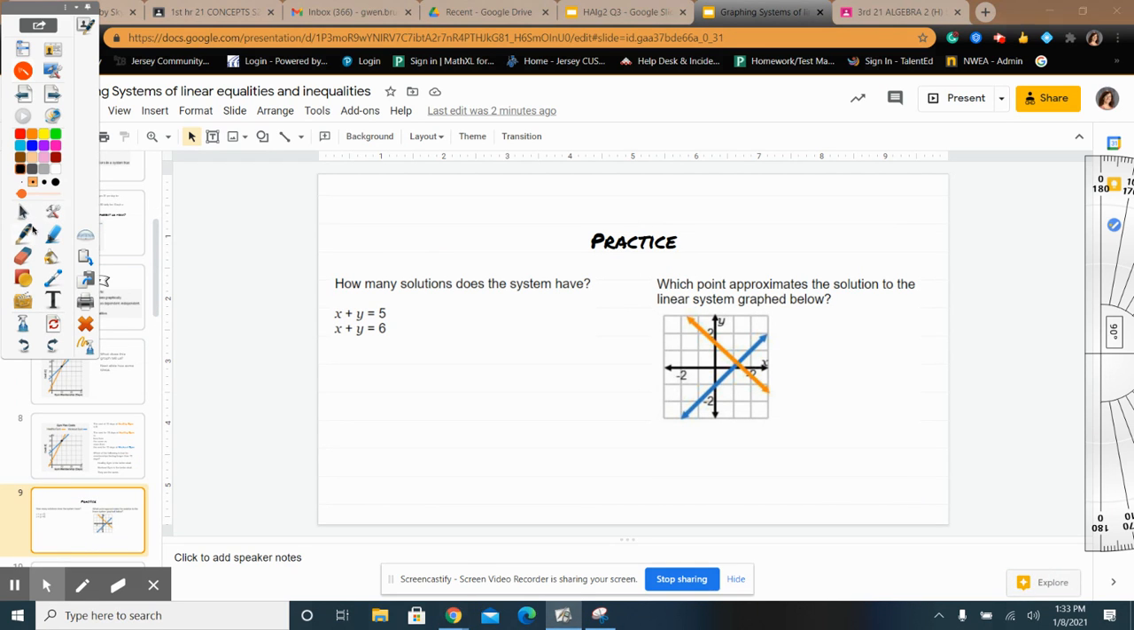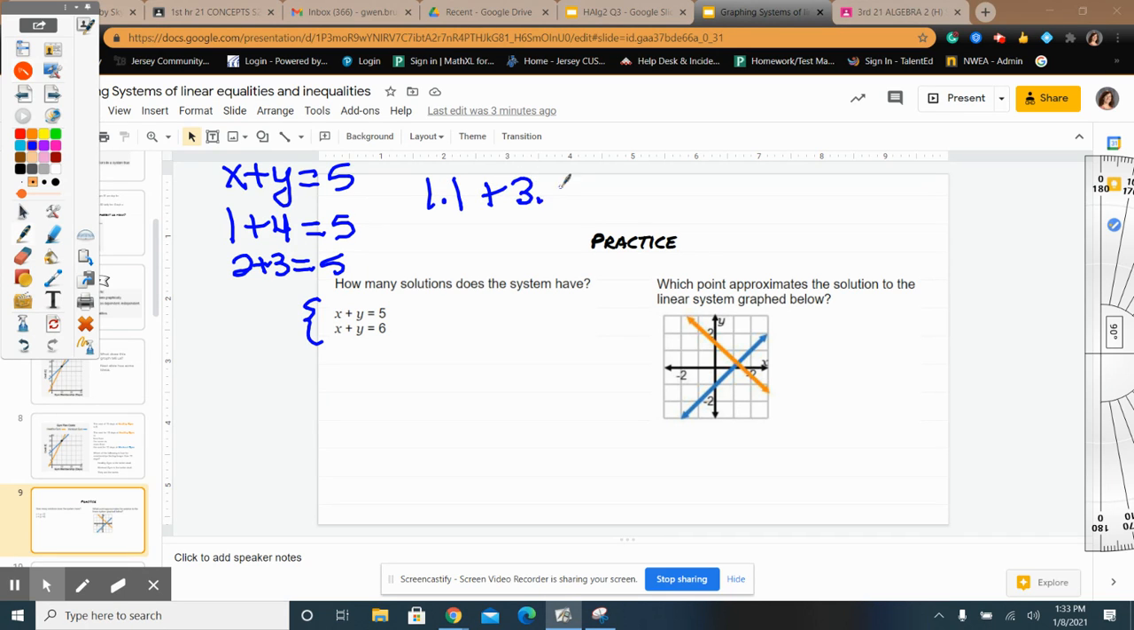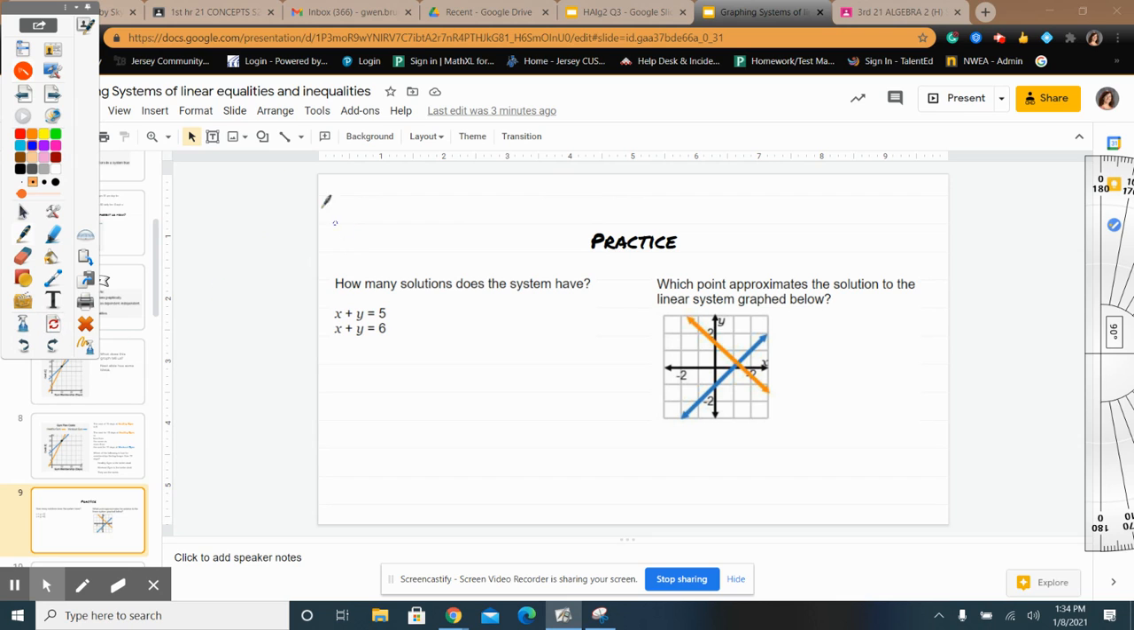More practice. How many solutions will this have? x plus y equals 5 and x plus y equals 6. Don't forget, x plus y equals 5 has infinitely many solutions. There are infinitely many points that make that true. The problem is kids like to think of the positive ones. 1 and 4 is 5. 2 and 3 is 5. But what about 1.1 and 3.9? You can keep going with all these decimals. There are infinitely many points, which is why we use a picture to show us the solutions.